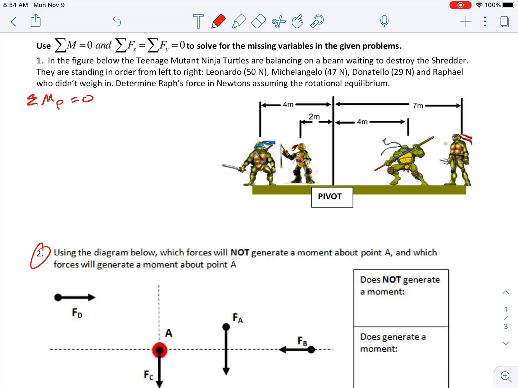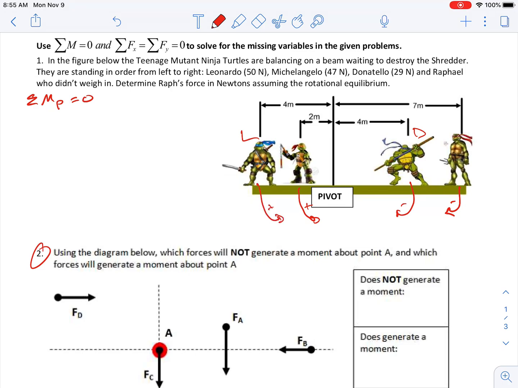And over here we have Raphael, and he is going clockwise, so he's causing a negative moment. Leonardo here is going clockwise and also is going to cause a negative moment. Michelangelo will cause counterclockwise, so it's positive. And I'm sorry, this is Donatello, and this is Leonardo, and Leonardo will cause a positive moment as well.